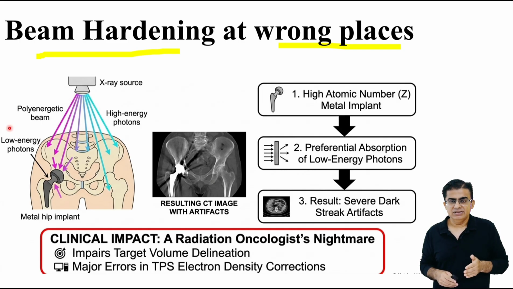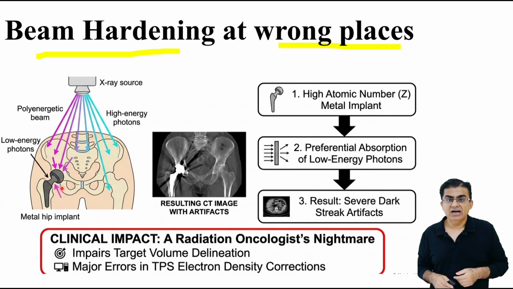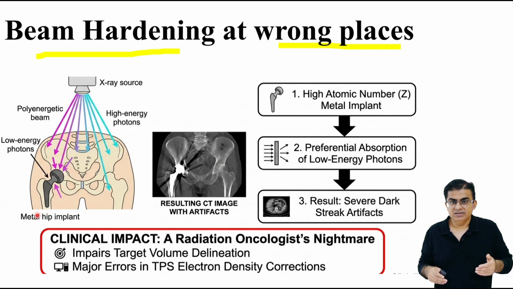Look at the patient's pelvis here. This patient has a very dense metal hip implant. As we know, heavy metals have a very high atomic number, or Z. Because of this high atomic number, metal acts as an extremely strong physical filter.